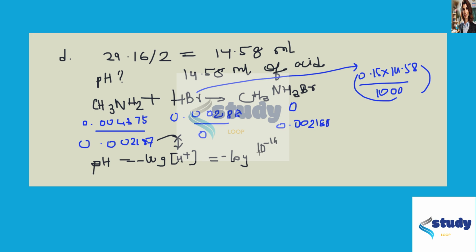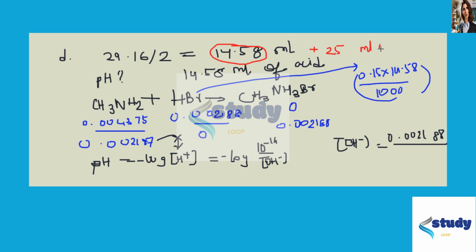10 to the minus 14 over OH minus. How do we calculate OH minus here? We take our amount of base left divided by the volume, and in this case we added 14.58 milliliters of acid to 25 milliliters of base.